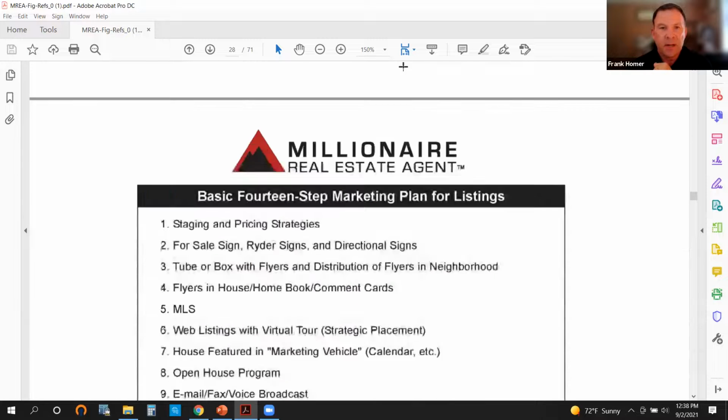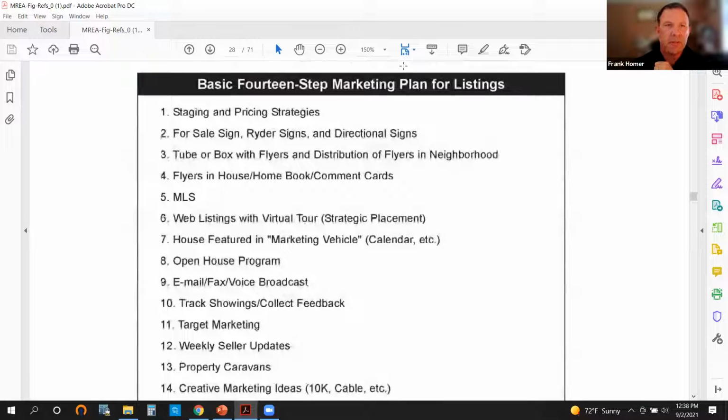There's another graph here. I love this, and I have to share it with you. It's called the basic 14-step marketing plan for listings. And in my opinion, you could cross out the word listings and say this is a basic 14-step marketing plan for a real estate agent. Again, the top agents know that their number one lead source comes from marketing listings. Number one lead source, marketing listings. So if you were going to start building a brand and marketing yourself, these would be the items and ways to think about how to do that.